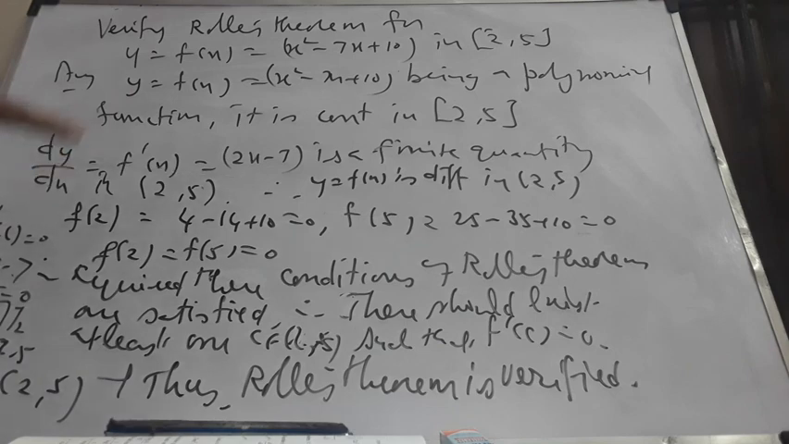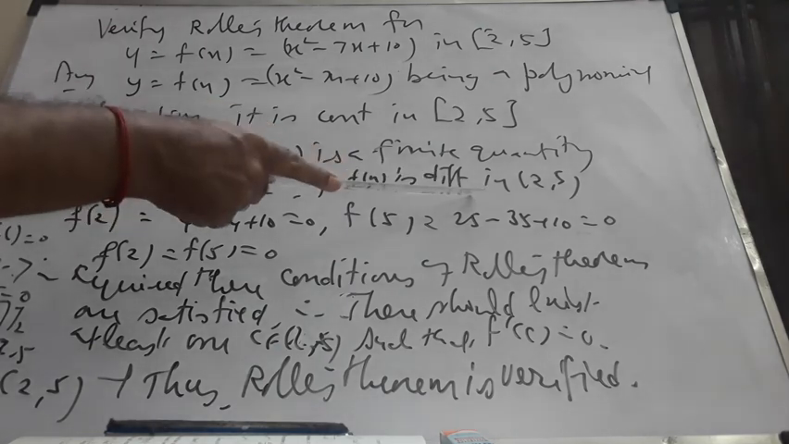Then the derivative 2x minus 7 is a finite quantity. If the derivative is not finite, it is not differentiable. At least at one point, if it is not finite, I mean to say it is not differentiable. If it is not defined at one of the points in between the interval, it is not differentiable in the interval. Now the function is differentiable in the open interval.